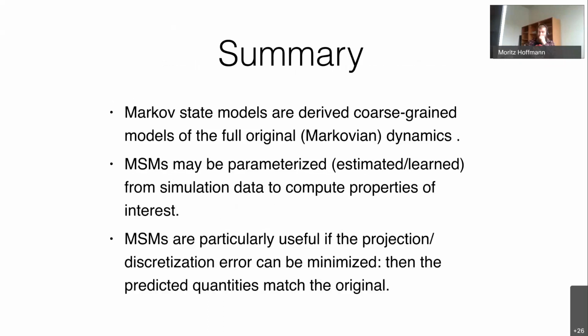Okay, so summing up, with a Markov state model, we can derive coarse-grained descriptions of the dynamics of the original system. We parameterize it from simulation data, and then can compute properties of interest. And we have techniques to reduce the discretization and projection error, and also to validate our model, because our model assumptions are not taken for granted, by looking, for example, at the Chapman-Kolmogorov test to see whether we have something Markovian.